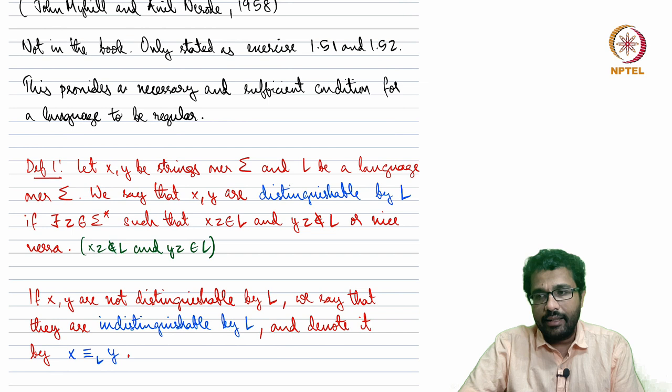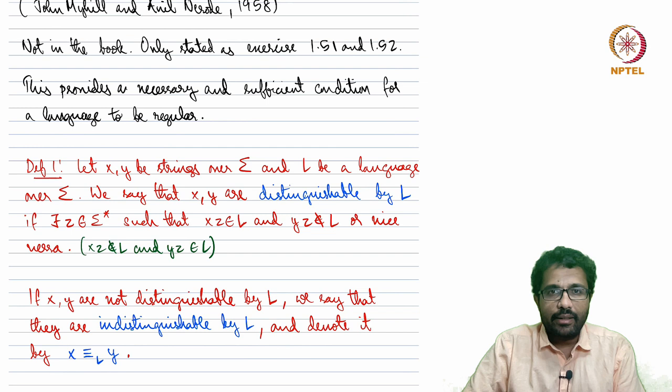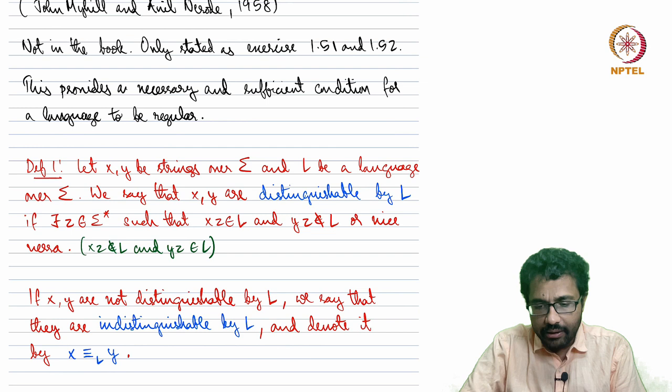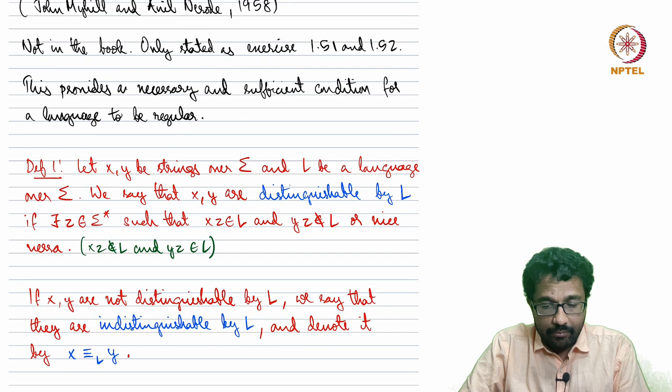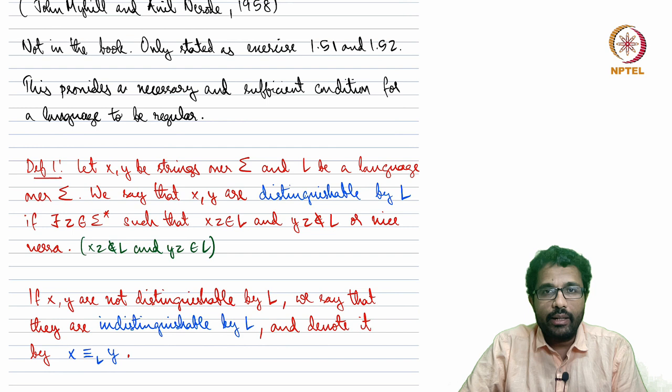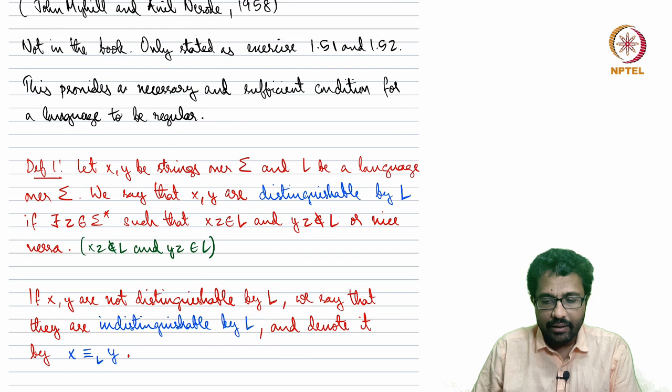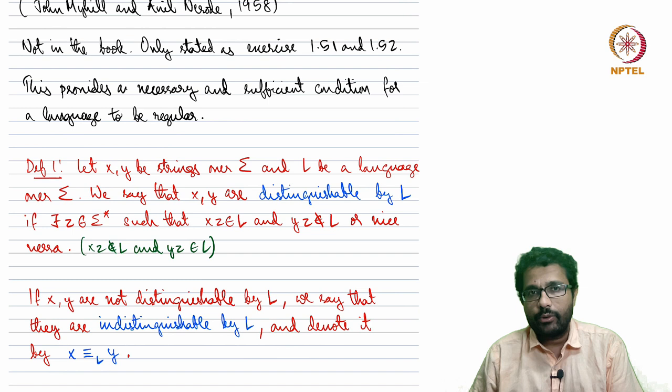So we say that it is distinguishable by L if you can append a Z. Z is also some string. Upon appending that Z, XZ belongs to the language and YZ does not, or the opposite, YZ belongs to the language and XZ does not, right? If this happens, we say that X and Y are distinguishable by L. This is stated for any two strings X and Y over the alphabet, where L is any language over the alphabet, right? In this definition, I'm not saying L is regular or anything like that. All I'm saying is that X and Y are two strings, L is a language. When do we say that X and Y are distinguishable by the language L?